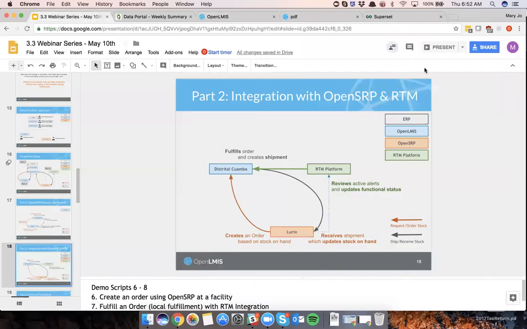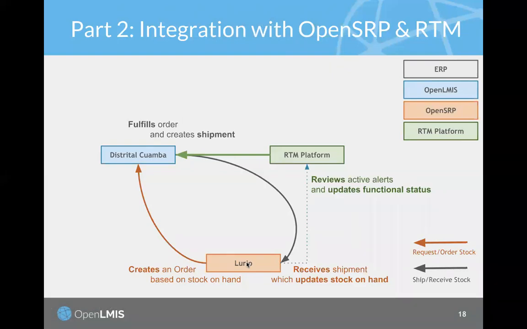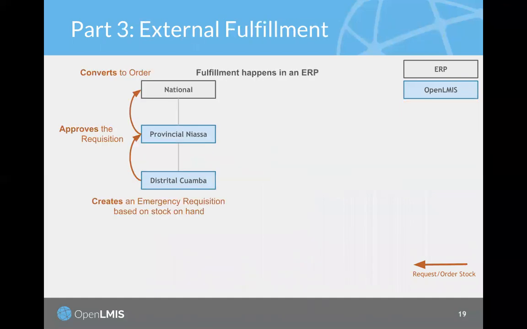And here's the high-level view of what we just did, sending and receiving stock. Unfortunately, we were getting short on time. We only have about 8 minutes left. So I think we're going to have to skip part 3, which was doing an emergency requisition approval process and then converting to order for an external fulfillment.